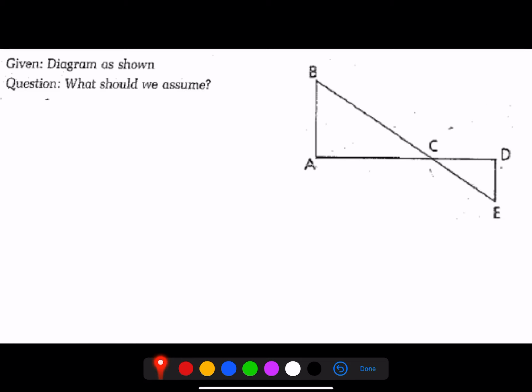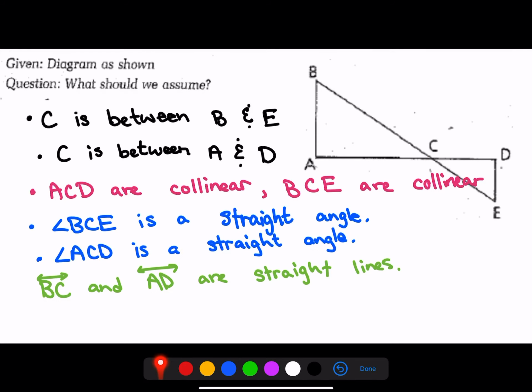So, some of the things that we can assume: first off, I can assume that point C is between points B and E, and also between points A and D. So C is in between. I can also assume that points A, C, and D are all collinear, because they all lie on the same line. And I can do the same with B, C, and E. Those are all also collinear points. They all lie on the same line as well.